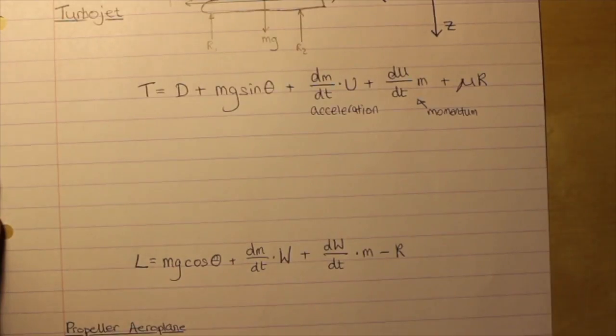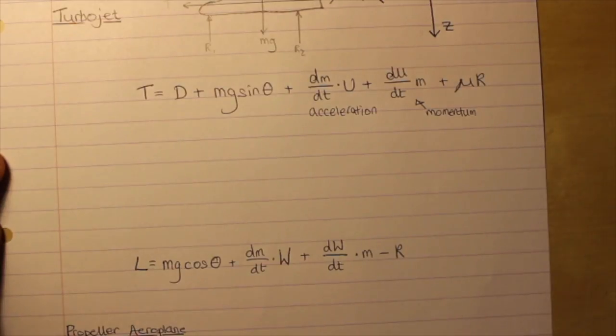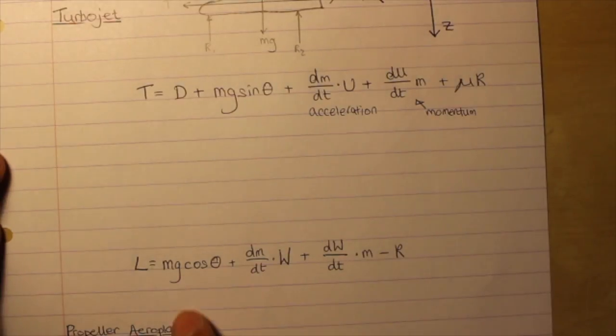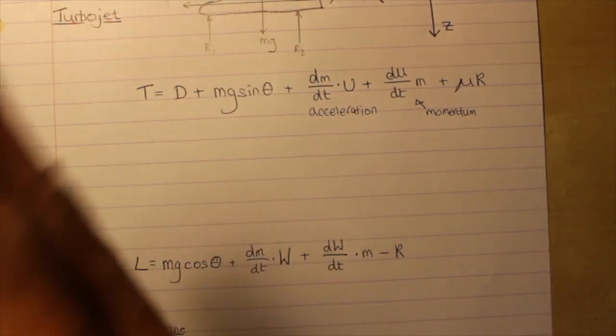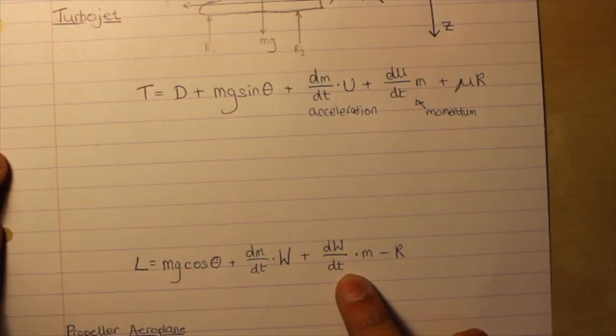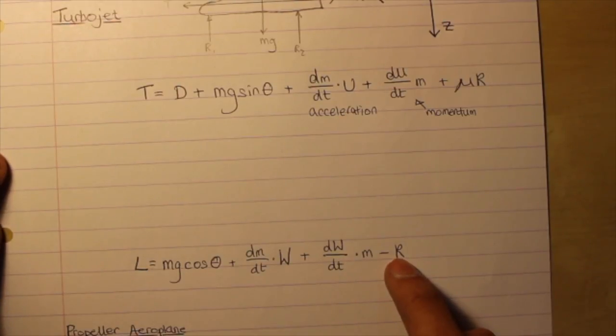Moving swiftly on, here we have the lift equation for the turbojet, which we've now resolved in the z direction. We don't have drag here because there is no drag acting in the z direction. We just have the weight, which is mg cos theta, because we have to take into account the pitching of the aircraft. We then have the acceleration, similar to the one before, change in mass multiplied by our z velocity divided by the change in time. Then we have our force due to momentum, and finally, acting against that is our reaction force.